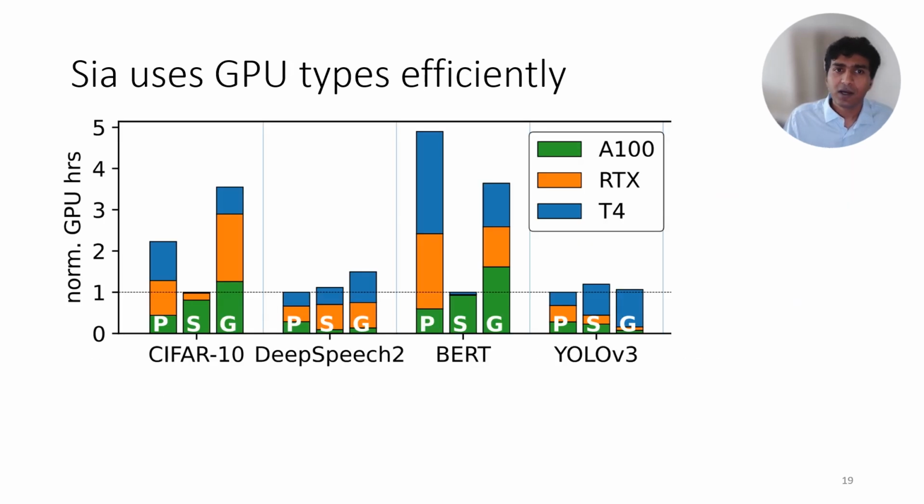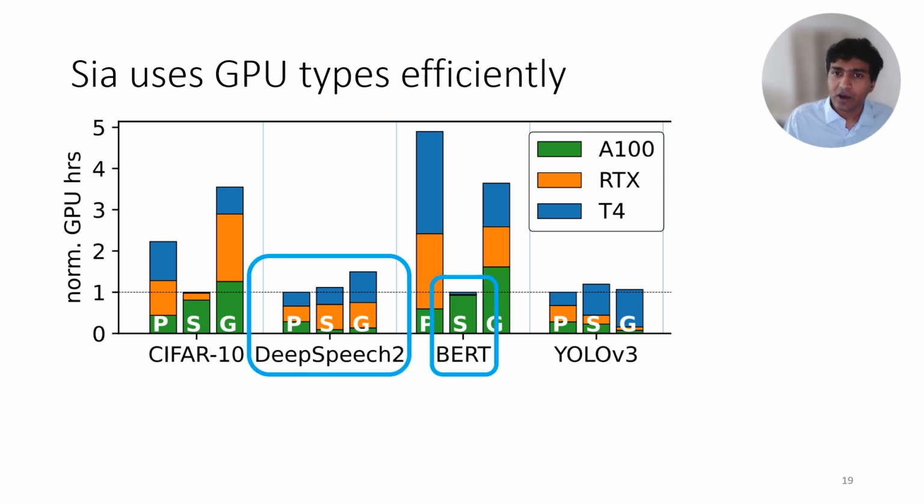SIA also uses GPU types efficiently. In this figure, we plot the average number of GPU hours required to train each job to target accuracy, normalizing each model to the most efficient scheduler for that model. Stacked bars correspond to schedulers, with P for Pollux, S for SIA, and G for Gavel, and colors correspond to different GPU types. Let us look at 2 familiar model types, Deep Speech 2 and BERT.